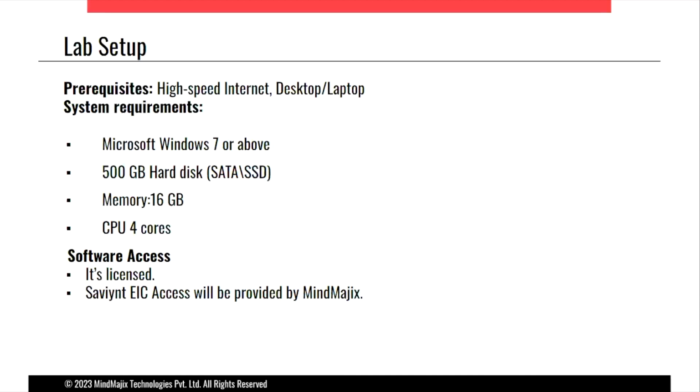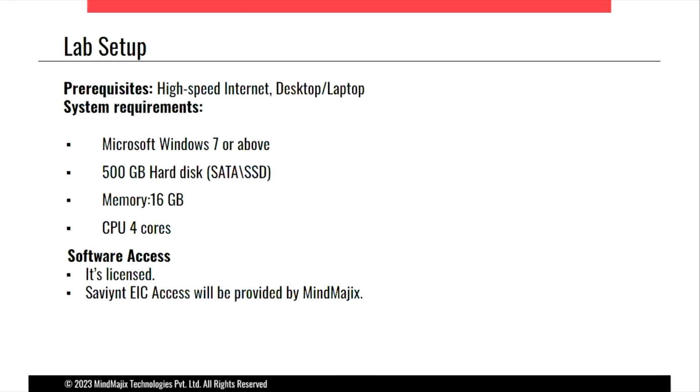Now, next is the lab setup. I hope this is visible to you. For the lab setup, the prerequisite is high speed internet and a desktop or laptop, whatever you have. You can have 16 GB memory, which will work. 16 GB RAM will be fine for this. You can have an SSD in the laptop, because Savint is an application in which you will need other things as well. Like you might have to onboard the AD on Savint, so it is better to have some 500 GB hard disk or SSD.